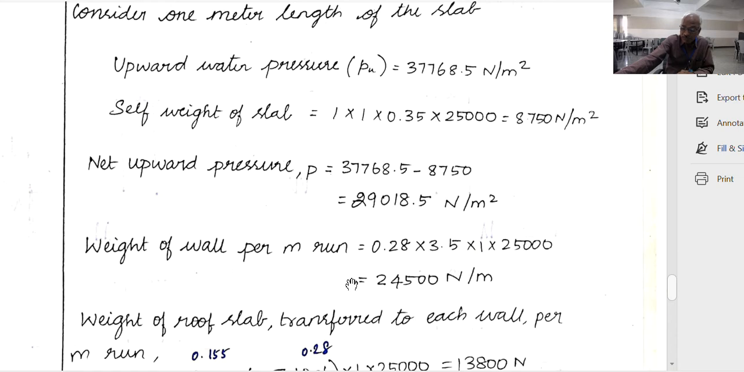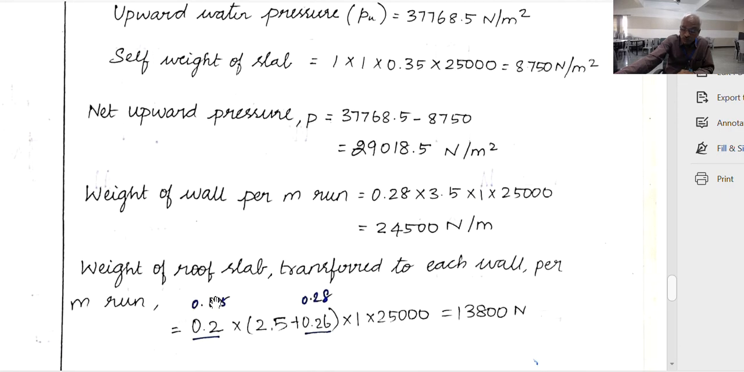Weight of wall per meter run: wall thickness is 0.28, height is 3.5, considering 1 meter length, into 25,000. So this is the weight of wall, 24,500. Then weight of roof slab transferred to each wall. The roof slab thickness is 0.155, as available in the source. Therefore, in the place of 0.2, you can take it as 0.155. So 0.155 into 2.5 plus 0.28, where 0.28 is the thickness of the wall.